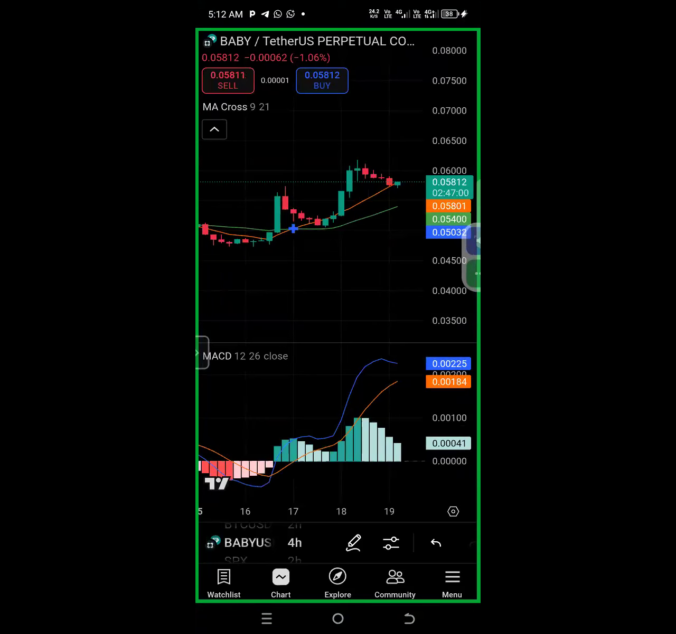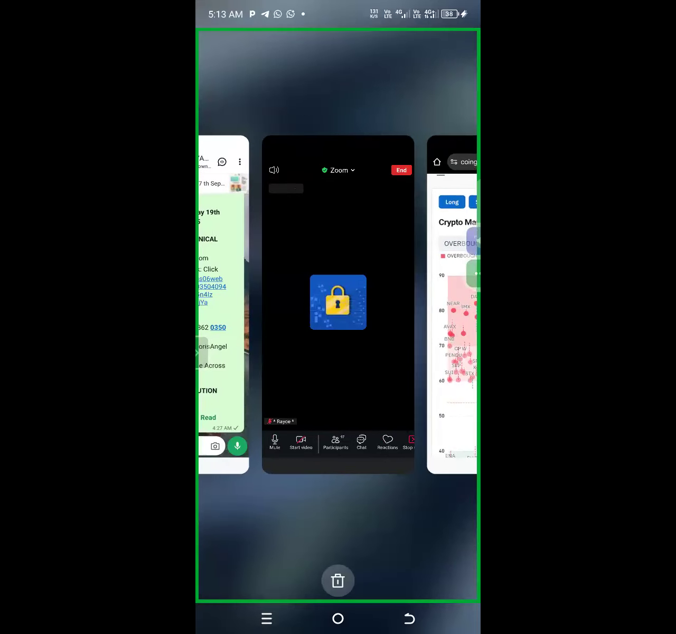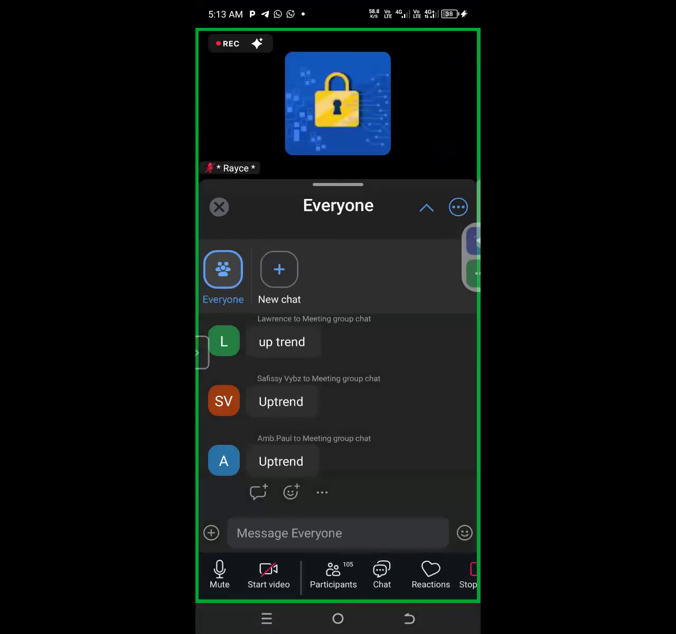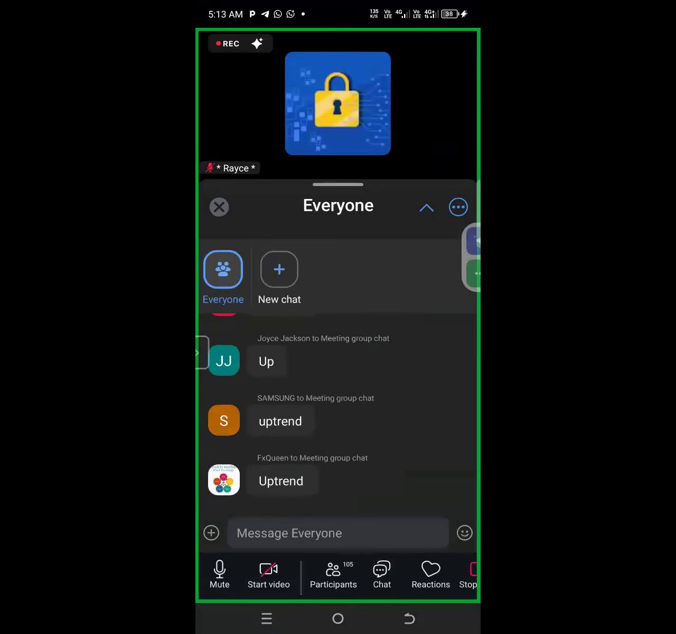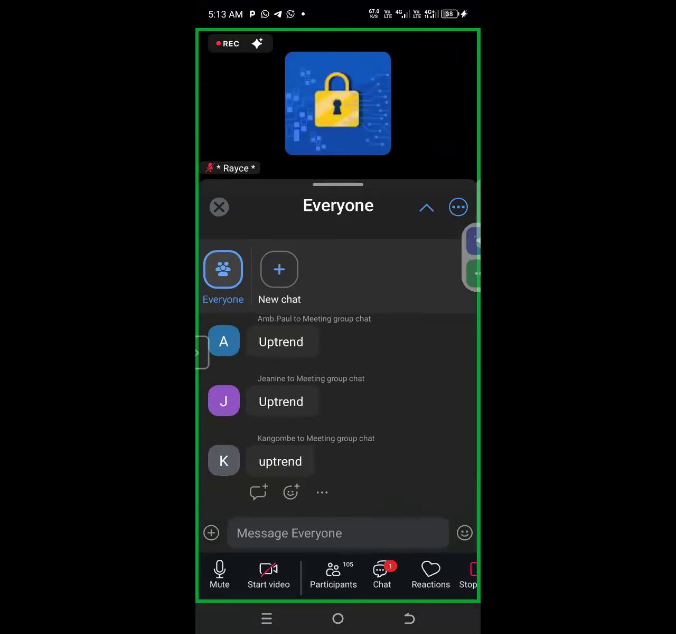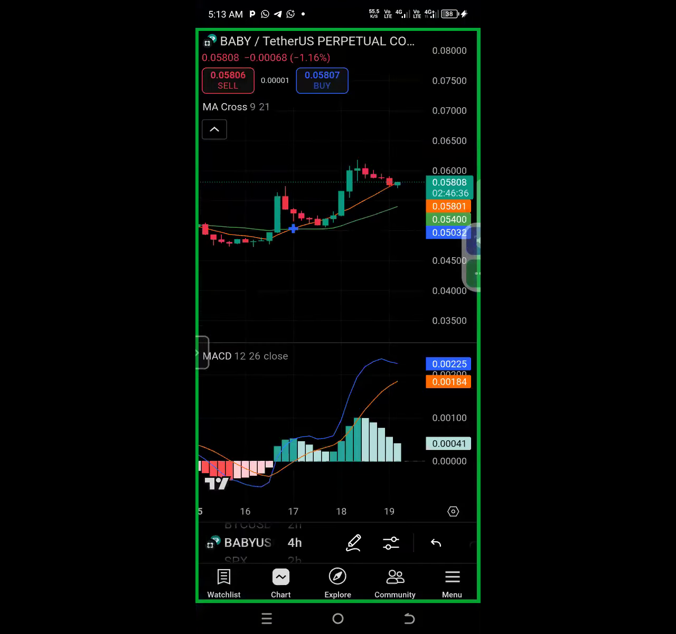So check it for me. Is it uptrend or downtrend? Let me know. Okay, is it uptrend or downtrend? Very good. Okay, uptrend, uptrend, uptrend. Yeah, that is awesome. So I guess we all agree that it is uptrend.